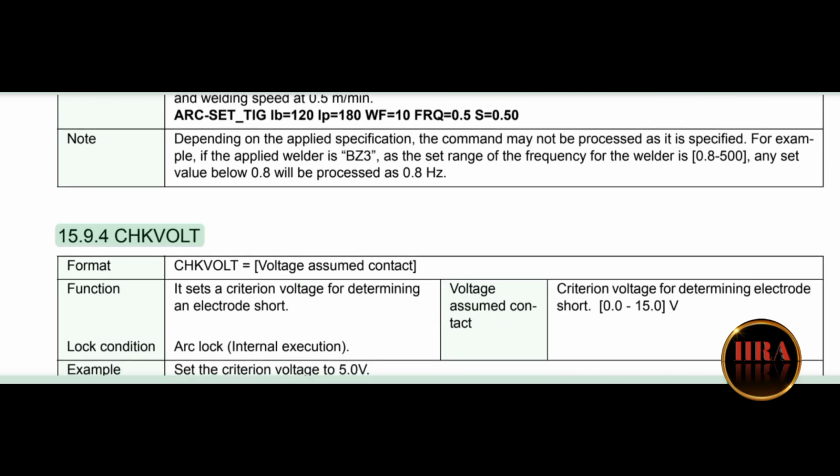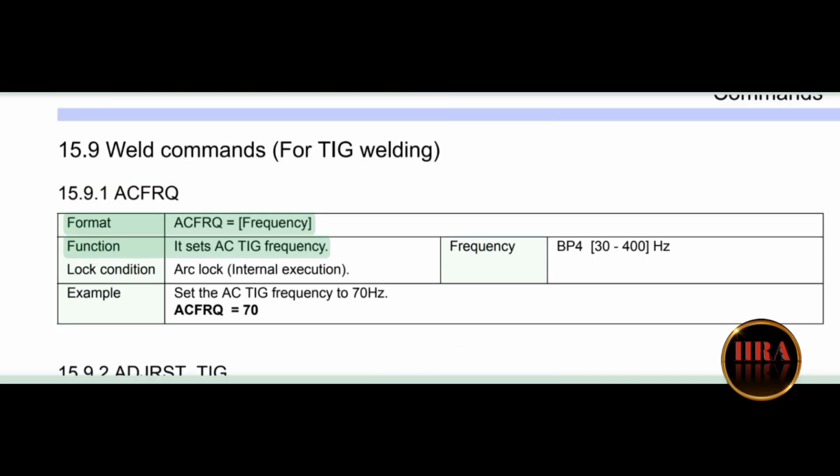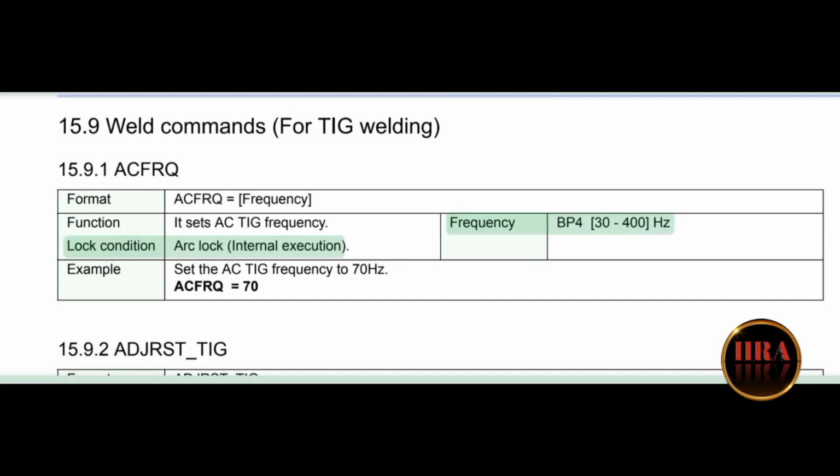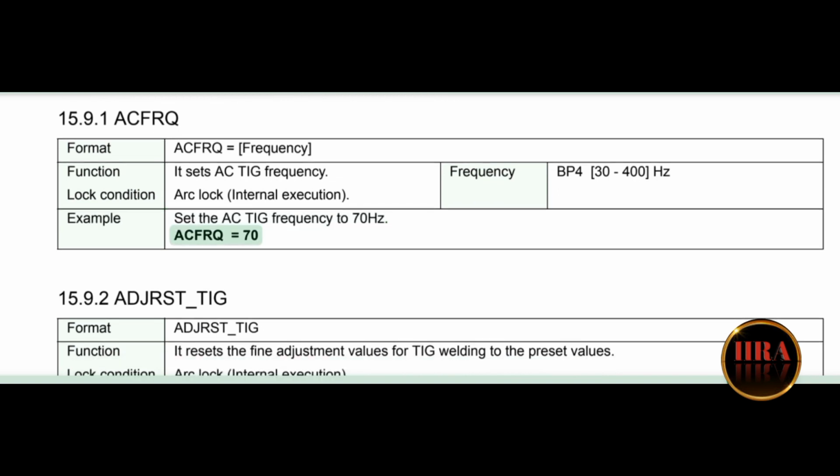15.9.4 CHKVOLT. Format: ACFRQ equals frequency. Function: it sets the AC TIG frequency. Frequency: 30 to 400 Hz. Lock condition: arc lock, internal execution. Example: set the AC TIG frequency to 70 Hz. ACFRQ equals 70.